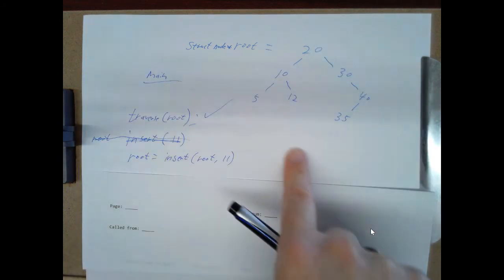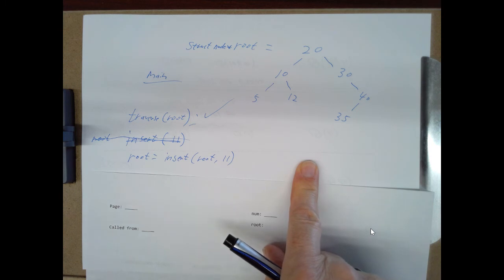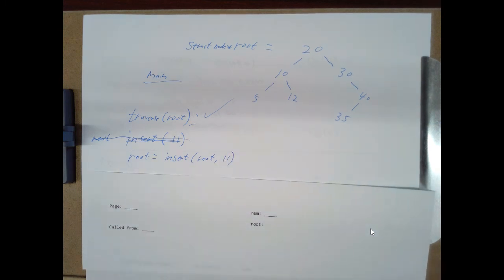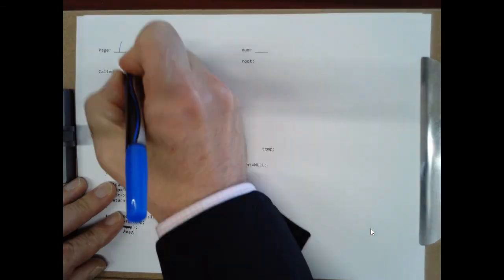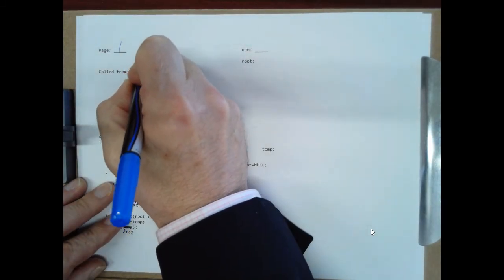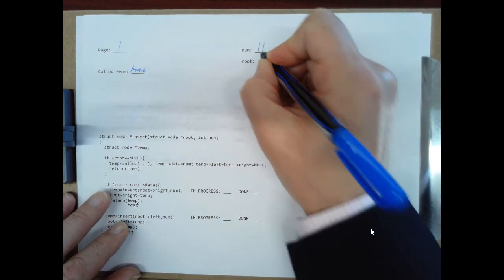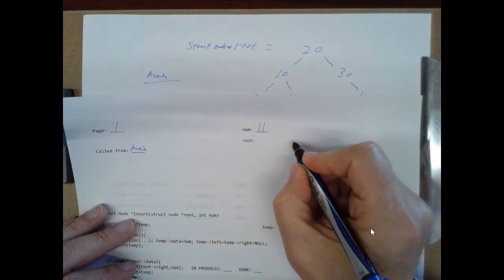But let's see what happens if we already have a tree that root is pointing to, and we try to insert something like an 11. And this has a totally different feel from traversal. It's actually a lot more direct. So let's start off with page 1. It's called from main. Our number we're inserting is 11, and our tree looks like this.